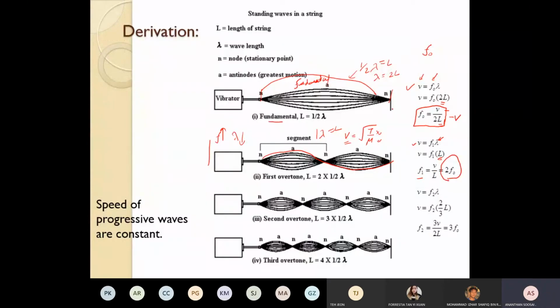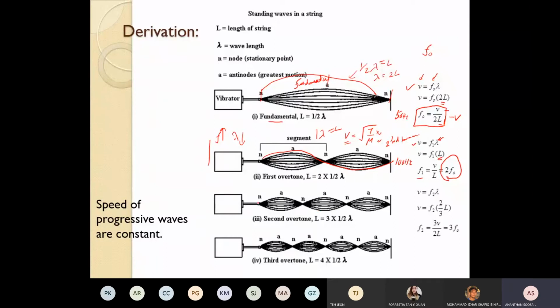That means if the original frequency is 50 Hertz, the next one will appear at 100 Hertz. Because the frequency is exactly double the fundamental, we call this the second harmonic.